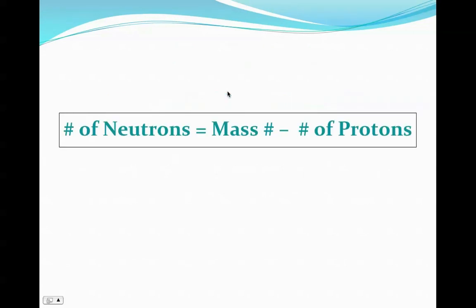Because we can find the number of protons using the atomic number, I can use the mass number to determine the number of neutrons. So the number of neutrons is the mass number minus the number of protons.